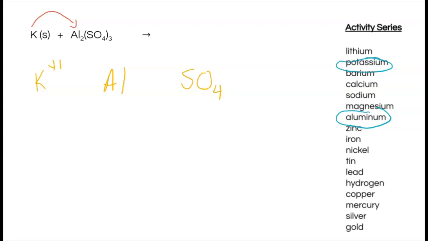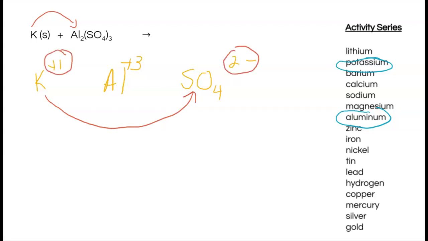So potassium is +1, aluminum is +3, and sulfate is -2. Again, you're getting the sulfate from that chart with the polyatomic ions. In this case, I know that potassium is bumping out aluminum, so it's going to go with the sulfate, right? Those ionic charges being opposite tell me what is going together here.